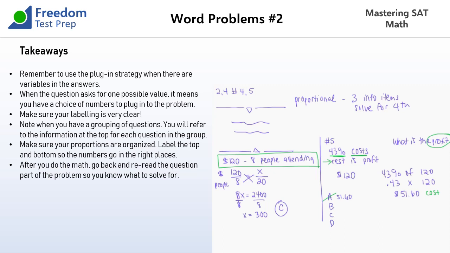So what we do is take that 120 and subtract out the 51.60, putting zeros in here. And what is left is going to be the profit. That is 68.40, and that is C.